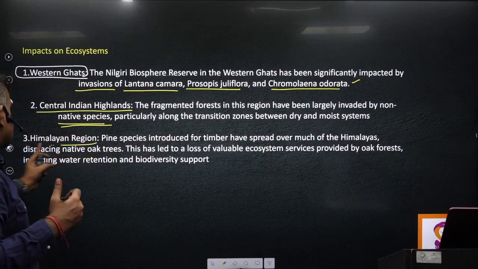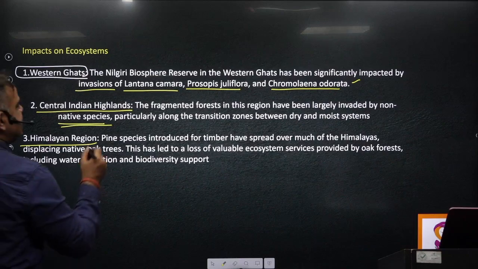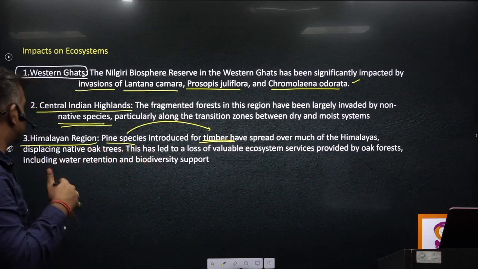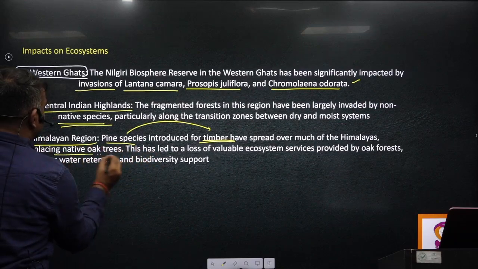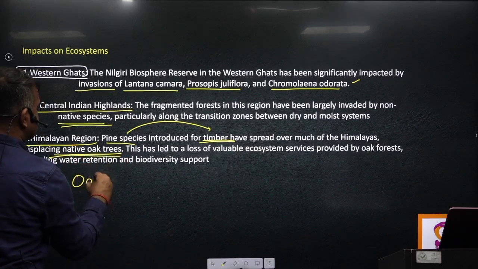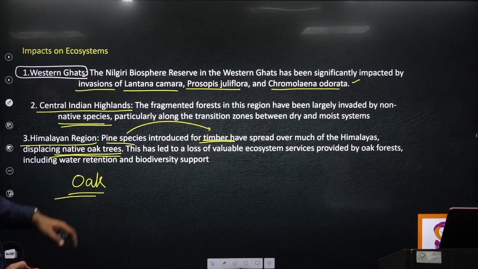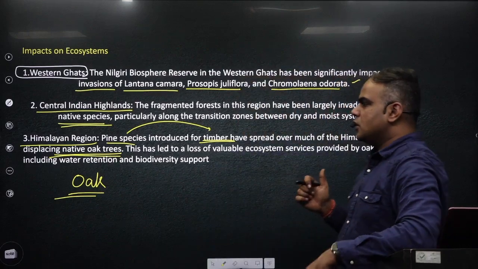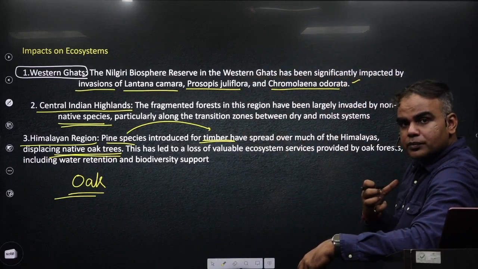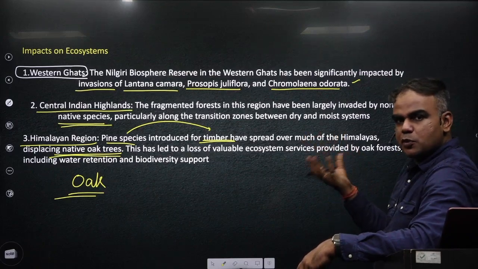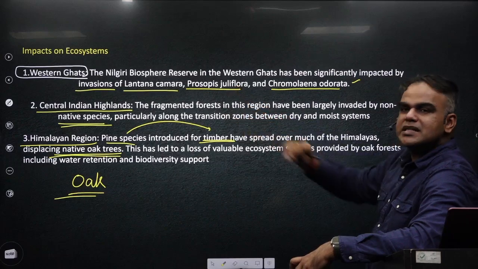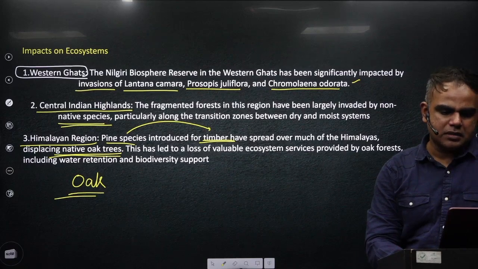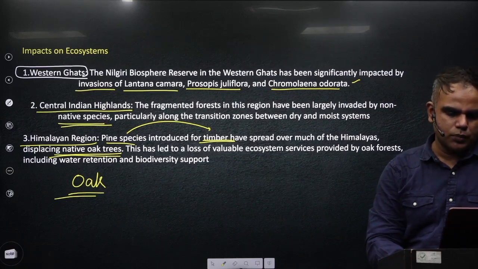That's also a problem in the Himalayan region. So pine species were introduced for timber, but they have spread across a huge region, and they have displaced or are displacing the native oak trees. So the ecosystem services that were originally being provided by oak trees, you will lose, right from water retention. The pine trees will take up more water, biodiversity support will be less. So these are also some examples that you can write in this particular case. And I'll make you write down the example which I was telling you.